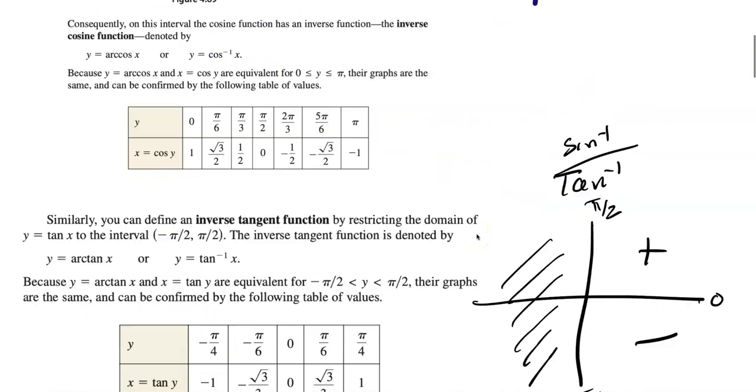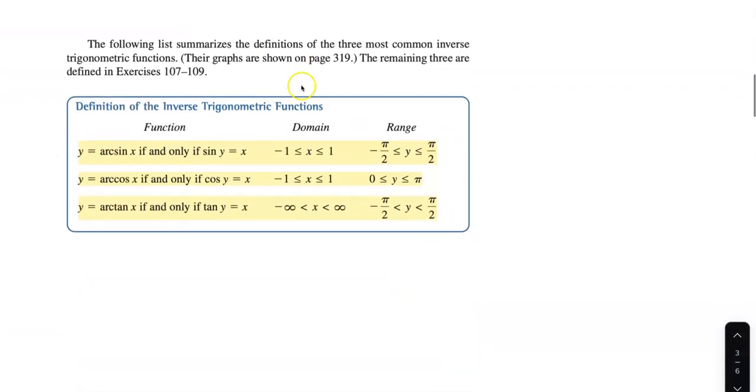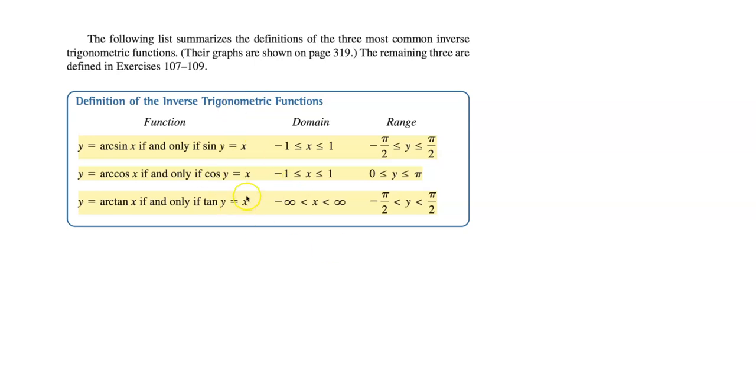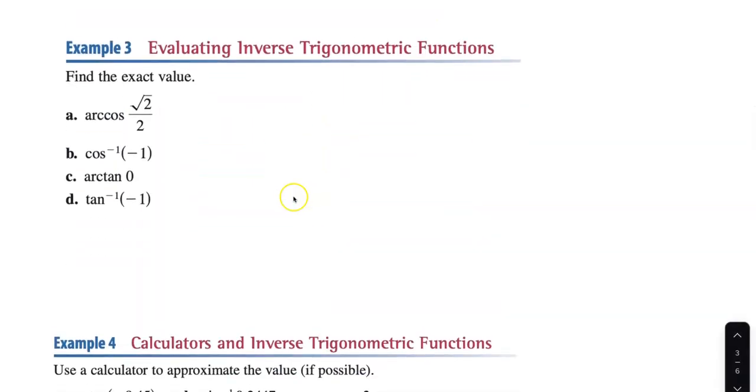Okay, so now that we know the inverse graphs, let's do a few more examples. This is just a summary of arcsine, cosine, and tan and how they work, so the domain of them and the range of them. But let's do quick examples. So first we're going to find arccosine of radical 2 over 2. So I'm going to do that over here.